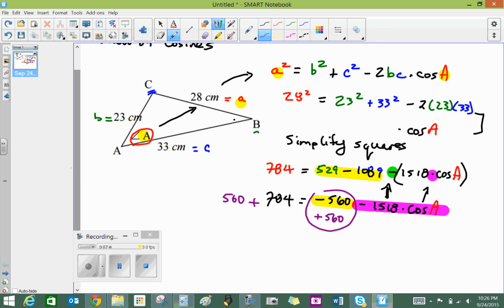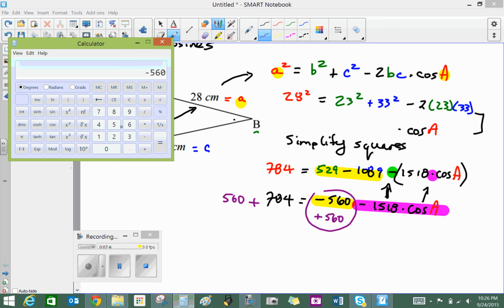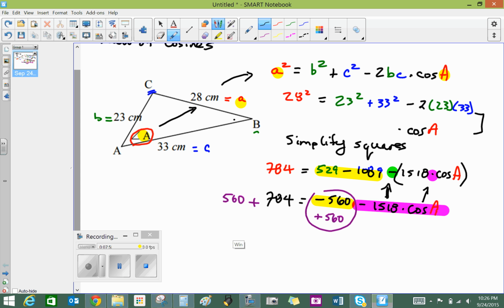So on the left-hand side, we have 560 plus 784 gives us 1344. And that is equal to minus 1,518 cosine of the missing angle A.